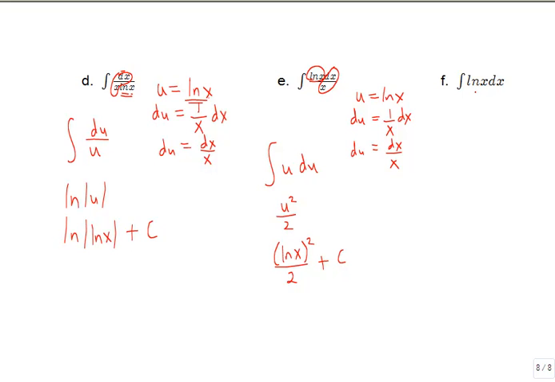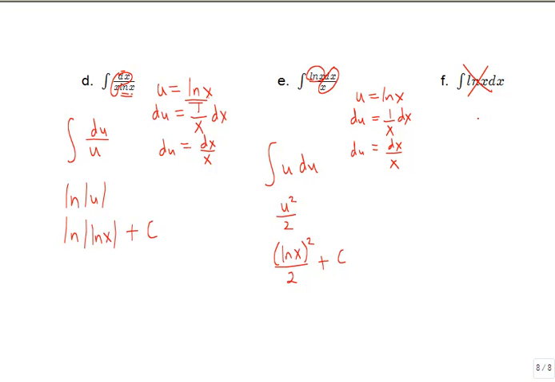So then how about this last one? How could we make this work? Well, we can't, because if we let our u be ln of x, that requires that the du have a 1 over x dx, and there's no extra x in the denominator here to absorb into that du. So this one would be impossible because we don't have the correct du. Okay?